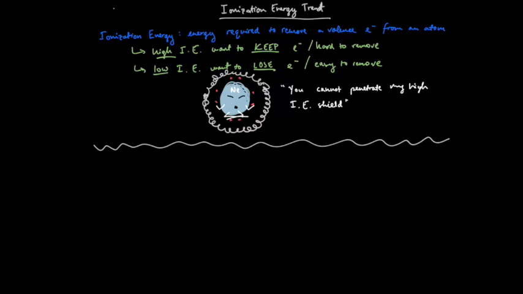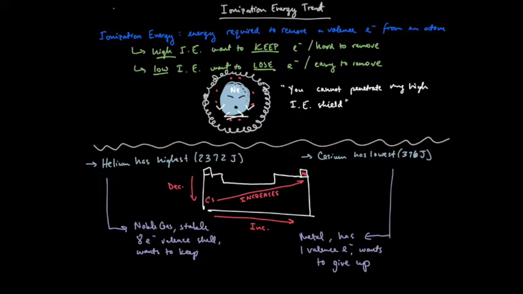Okay, now let's take a look. Helium has the highest ionization energy with 2,372. It's a noble gas, so it doesn't want to give it up. It really wants to keep those electrons. Whereas cesium has the lowest. It's a metal. It has 1 valence electron, so it really wants to give it up so that it can reach that 8 valence electron shell. Okay. And if you look down the group, it decreases, and going left to right, it increases ionization energy.